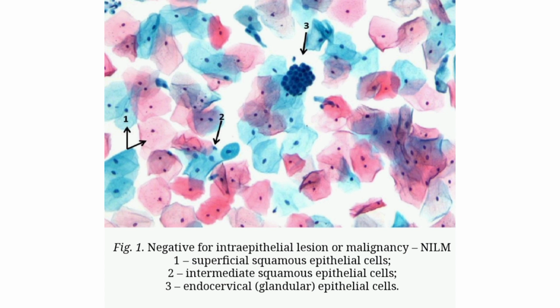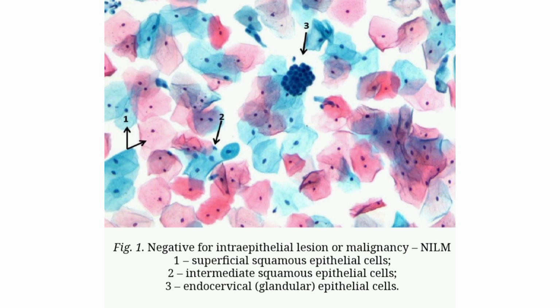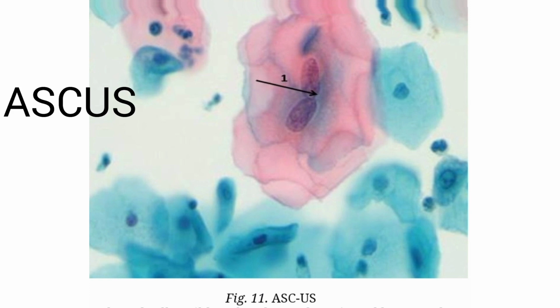According to Bethesda system of reporting cytopathology, this is the first category, that is the NILM, negative for intraepithelial lesion or malignancy. This is the first epithelial abnormality general category which is called ASCUS, atypical squamous cells of undetermined significance. Here the size of the nucleus is enlarged and it is 2.5 to 3 times that of a normal intermediate cell. So this is the first epithelial cell abnormality, ASCUS.